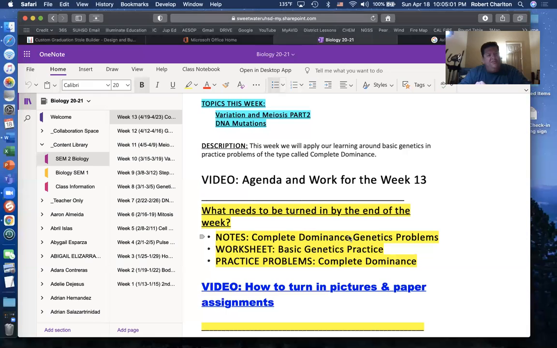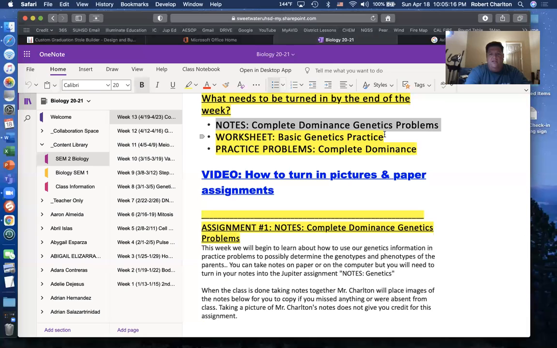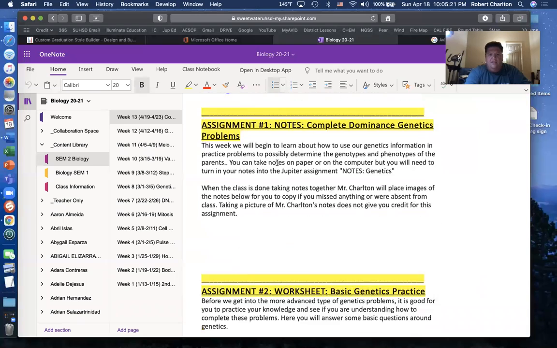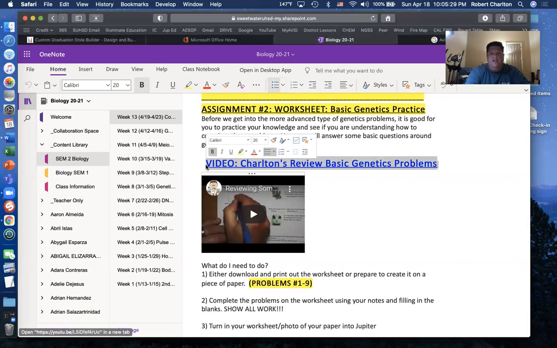If that isn't something you remember, then make sure to look at your notes, because that's in your notes from last week. I'm going to teach you how to do genetics problems in class on Monday and Tuesday, and that's what I'm going to put here. Then you've got 2 kinds of practice. The first is a worksheet that I would hand out in class. If you scroll down to assignment number 2, worksheet, you'll see a video right here. This is a video similar to what I'm going to be doing in class, which is to show you how to do these types of problems. So that'll make sense to you.